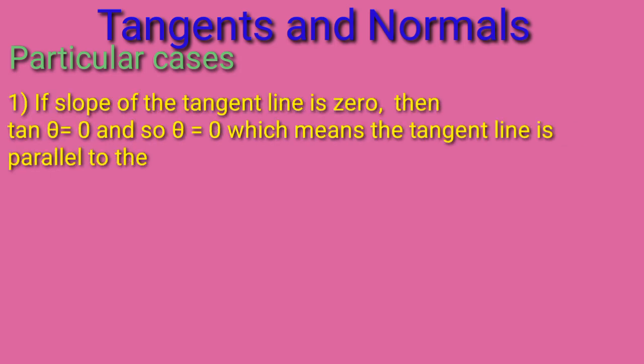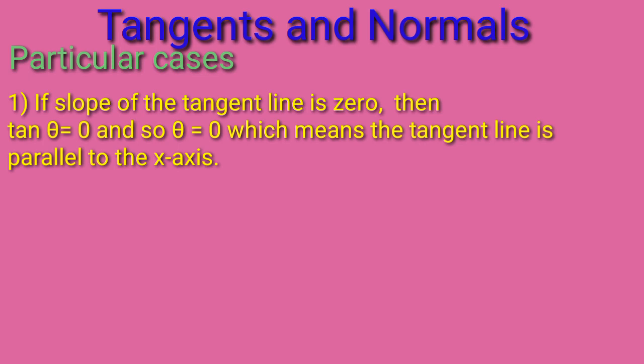Now we can look at two particular cases here. If the slope of the tangent line is 0, that means, if the angle is given, we can find the slope with the angle also. That is, slope is equal to tan theta. The slope of the tangent line is 0, that means tan theta equals 0, which means theta will be 0. Theta equal to 0 means the tangent line will be parallel to the x-axis.